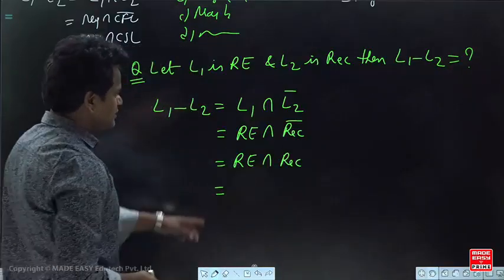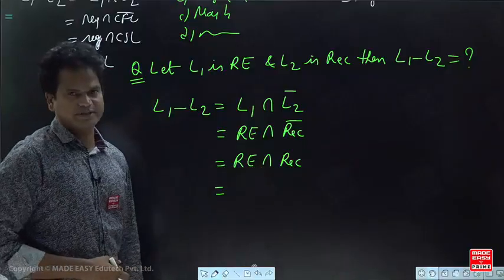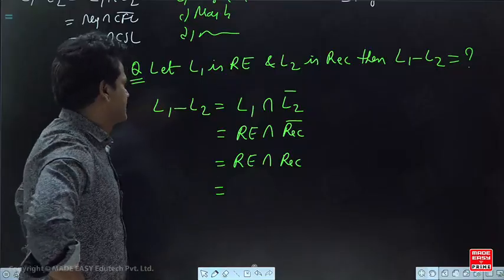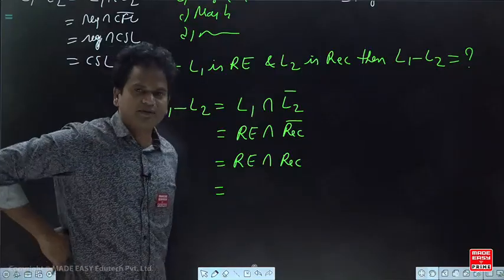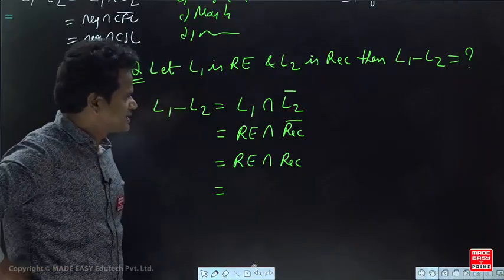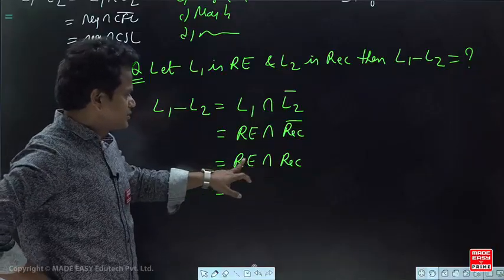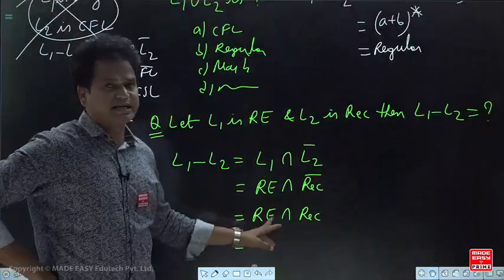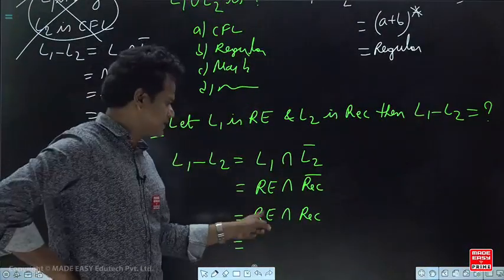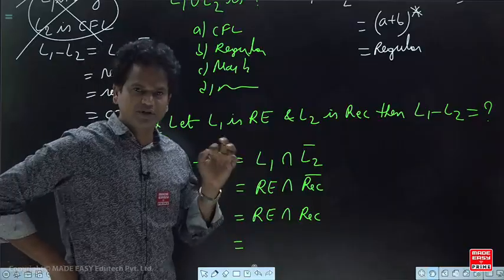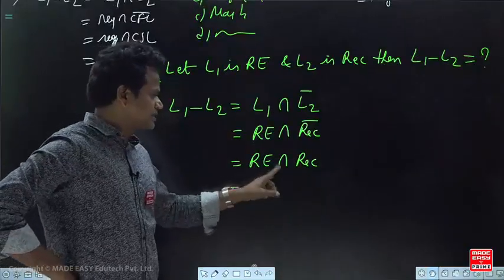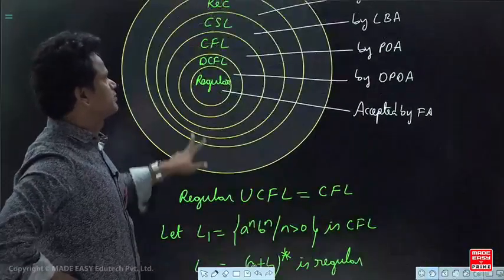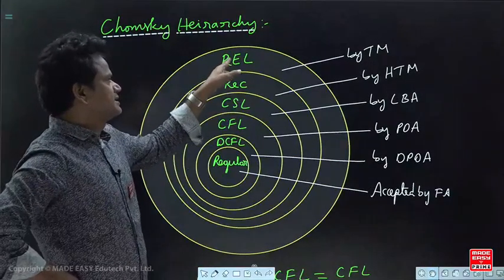You are taking the intersection of two different languages. L1 is RE, L2 is REC. L1 minus L2 is L1 intersection L2 bar. REC complement is also REC. So RE intersection REC. Whenever you are doing any operation between two different languages, RE and REC, which one is the superset? RE. Every REC is also RE.